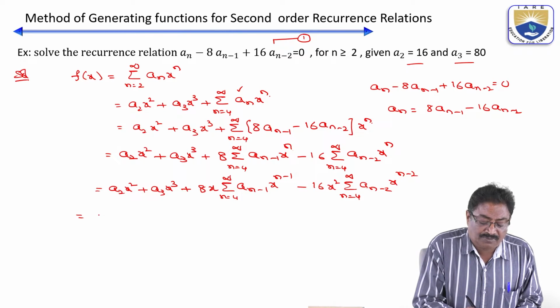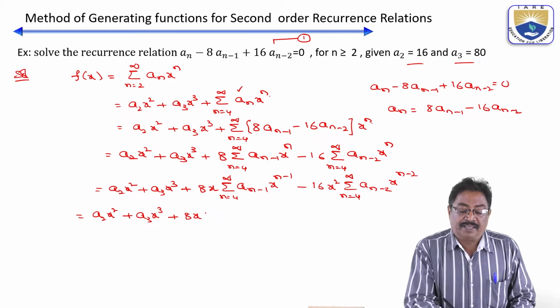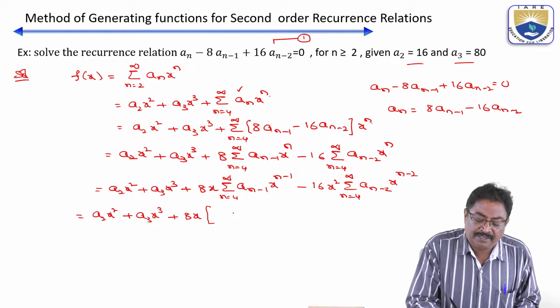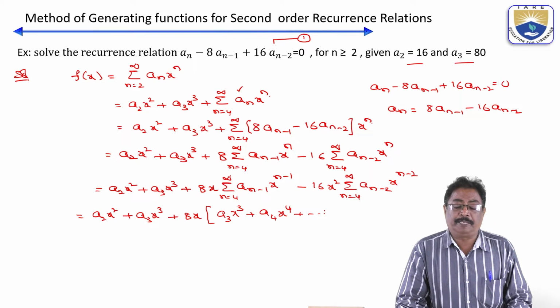Then these two terms will be the same: a2 x square plus a3 x cubed plus 8x. Then I am going to write n equals 3. What am I going to get? a3 with n equals 3 gives 4 x cubed, and n equals 5 gives a4 x to the power 4, plus and so on I am getting.